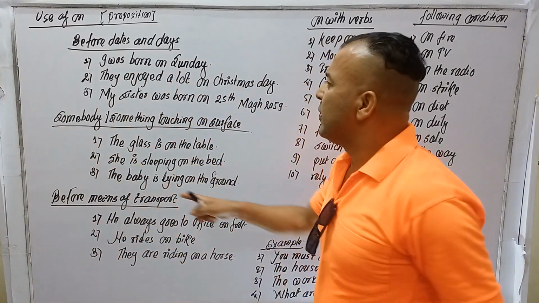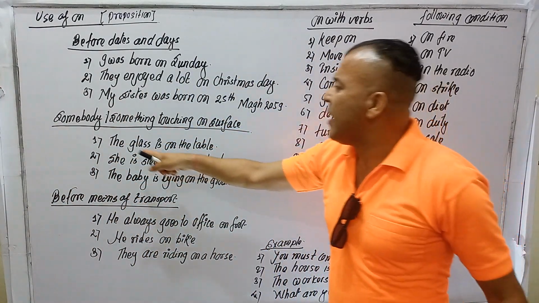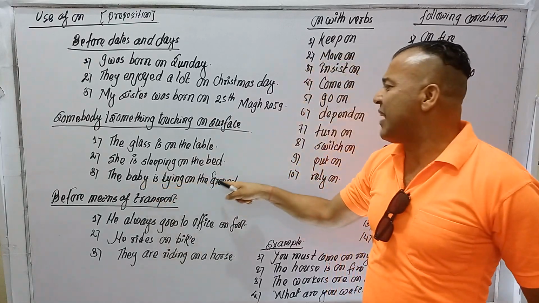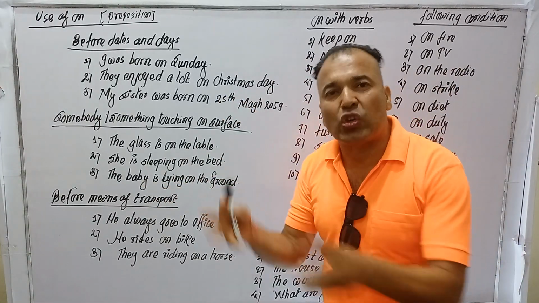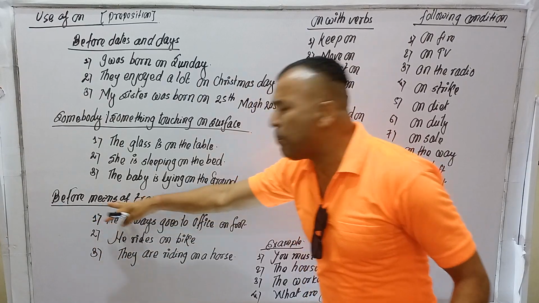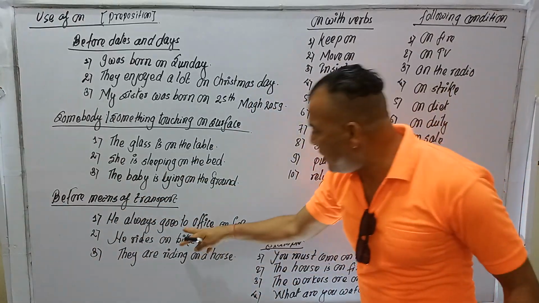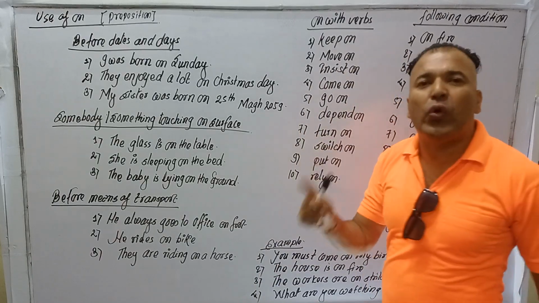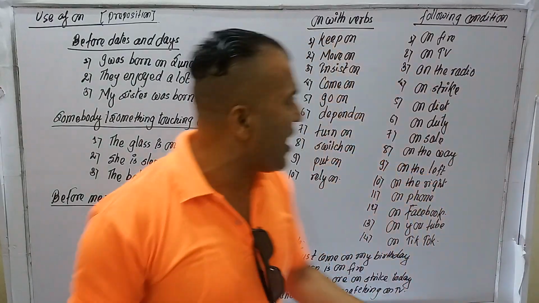In this condition, you have to use this. Somebody or something touching: the glass is on the table. She is sleeping on the bed. The baby is lying on the ground. These are the touching conditions. And for means of transport: on foot, on a bike, on a horse. These are the means of transport.